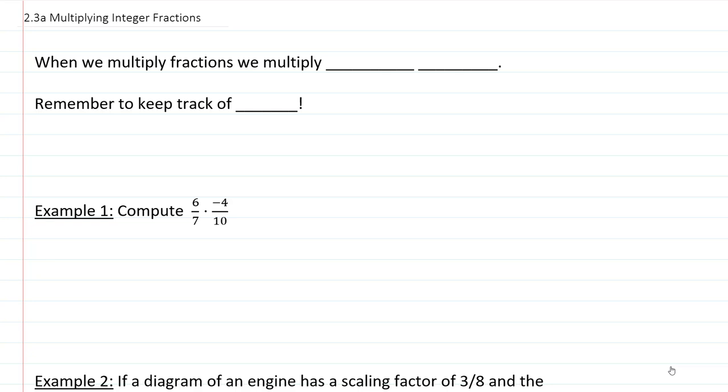2.3a, multiplying integer fractions. When we multiply fractions, we multiply straight across. This means we multiply numerator with numerator and denominator with denominator. So for example, 2/3 times 1/2, we would multiply the 2 and the 1 and the 3 and the 2. So 2 times 1 is 2, and 3 times 2 is 6. So the answer would be 2/6, which can be reduced to 1/3.